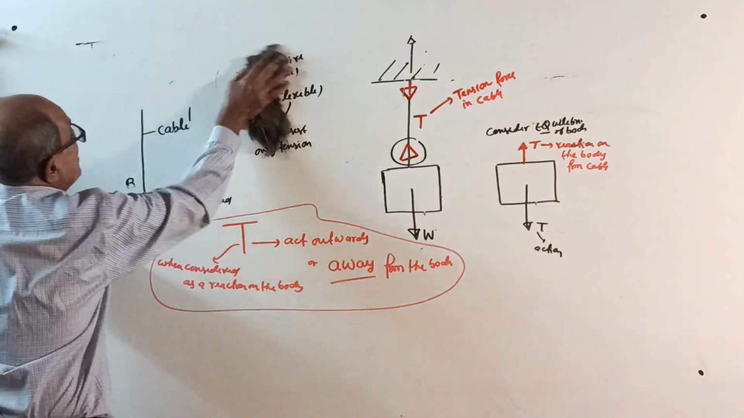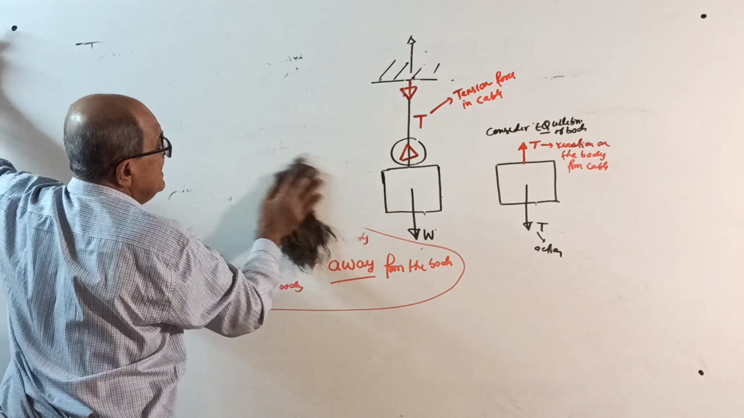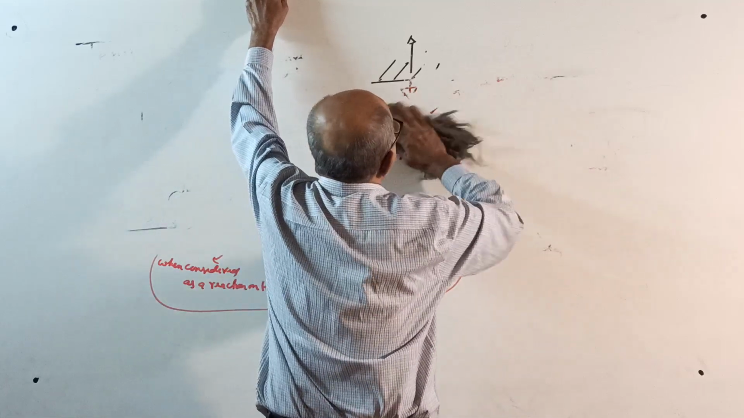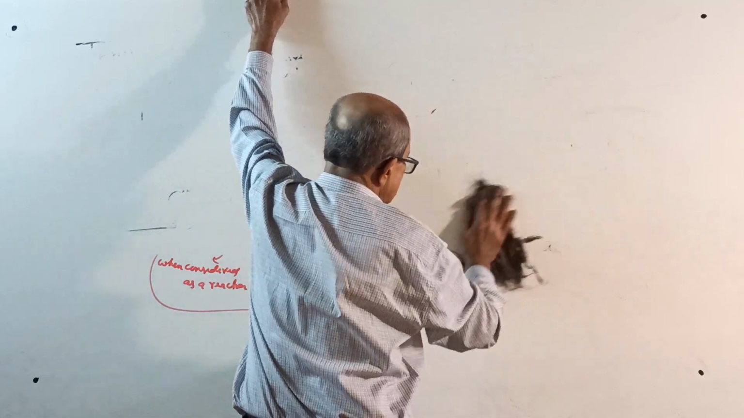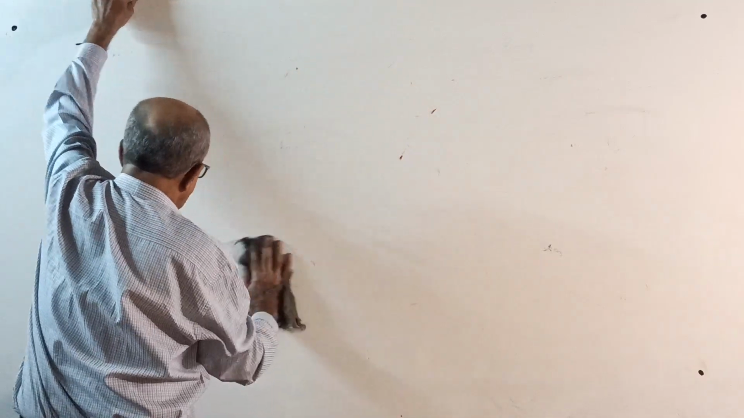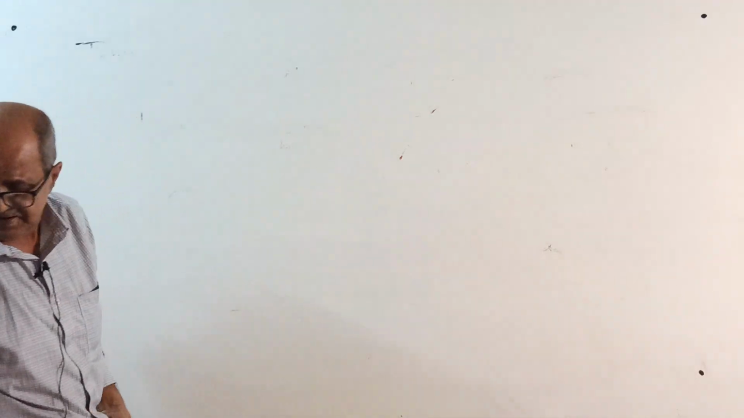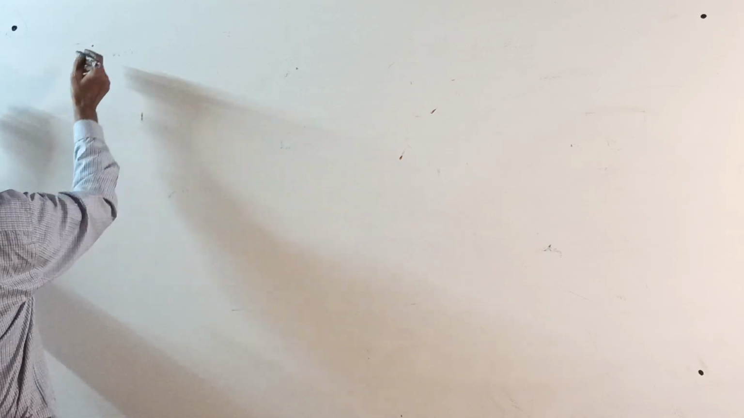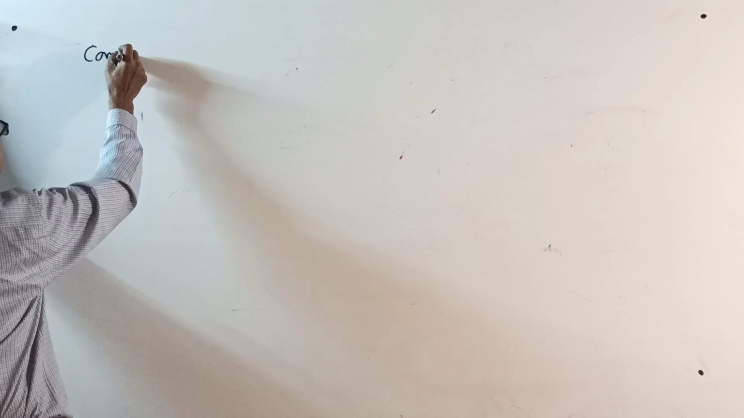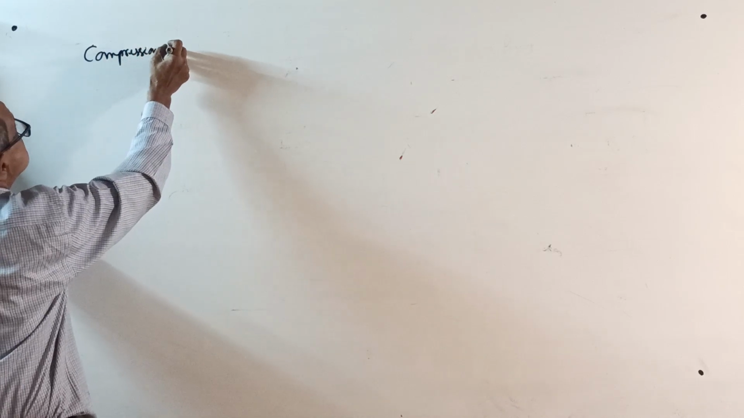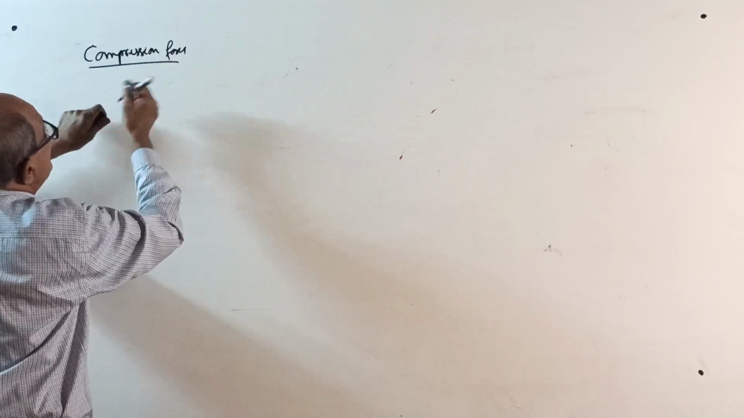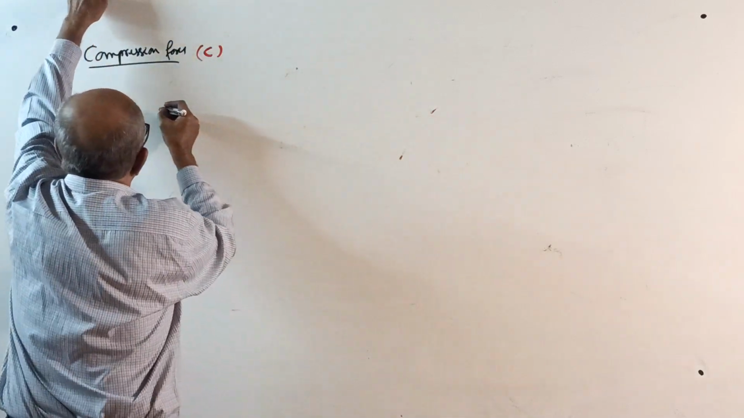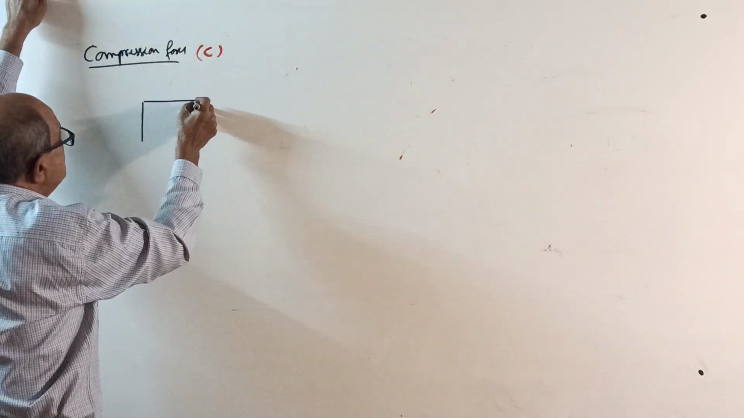Okay, then. Now come to compression. Actually, tension and compression you are studying in strength of materials. But in engineering mechanics, when a cable or rope is given, you require that concept. Now consider the compression force. I will solve two simple examples today also. Compression force, our symbol is C. Now consider a body of weight W.